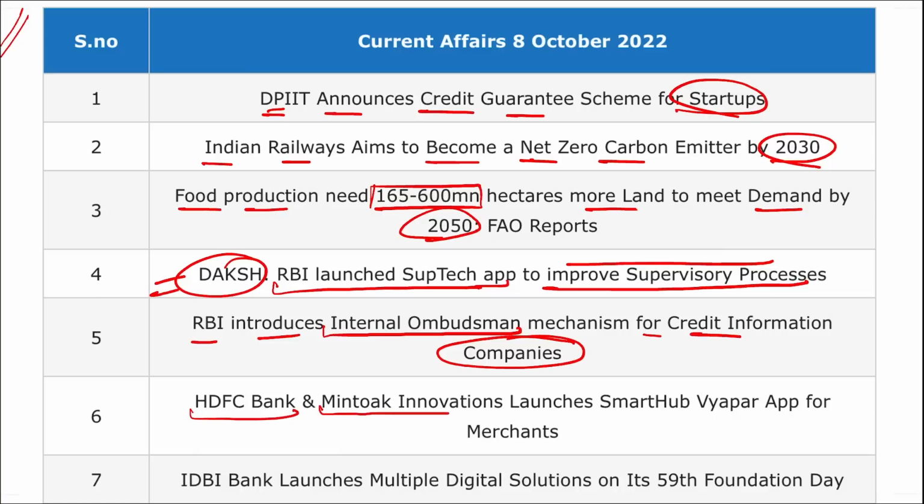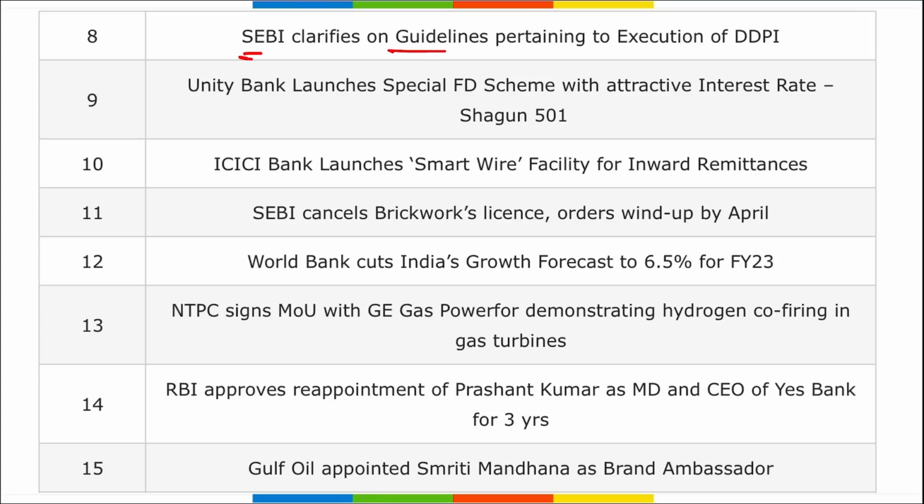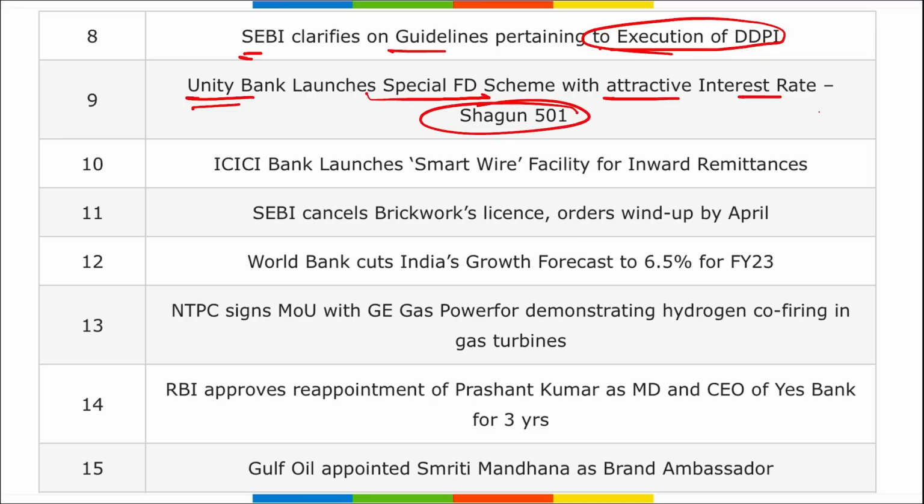HDFC Bank and Mintalk Innovations have launched together a Smart Hub Vyapar app for merchants. IDBI Bank has launched multiple digital solutions on its 59th foundation day. SEBI has clarified guidelines pertaining to execution of DDPI. Unity Bank has launched a special fixed deposit scheme with an interactive interest rate by the name Shagun 501. That means for 501 days this will be done, with 7.9% for regular customers and 8.4% interest for senior citizens. ICICI Bank has launched Smart Wire facility for inward remittances.